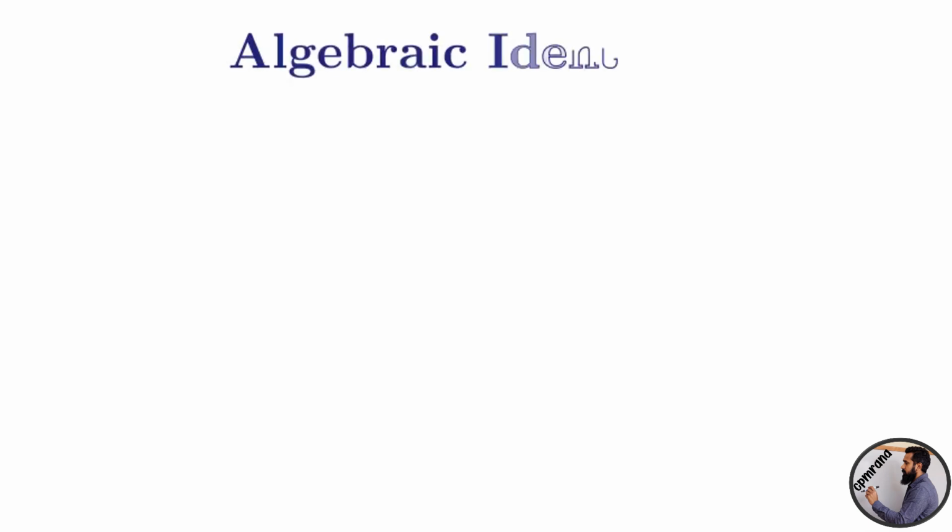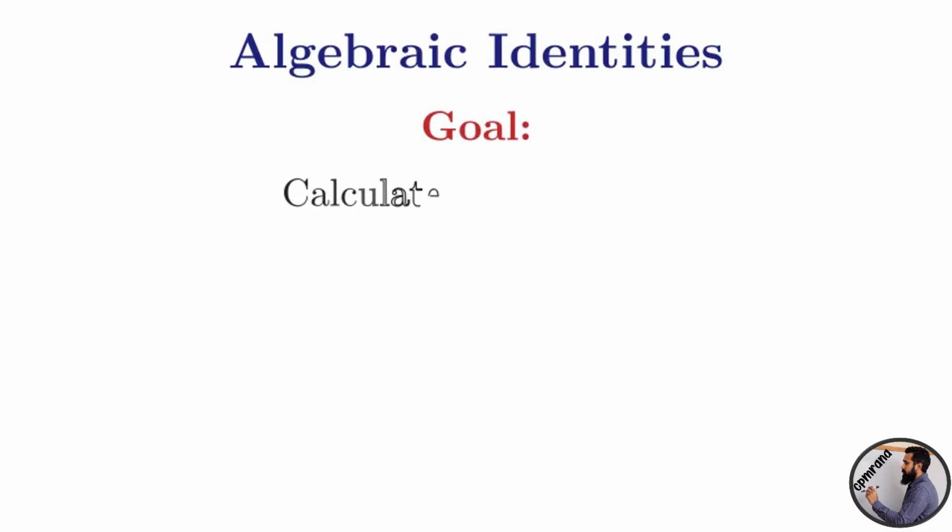Hello. Today, we are going to solve an algebra problem involving three variables. By the end of this video, you will be able to find the value of the sum of squares of three variables when their sum and their pairwise products are known. Our specific goal is to calculate the value of a squared plus b squared plus c squared using given information.